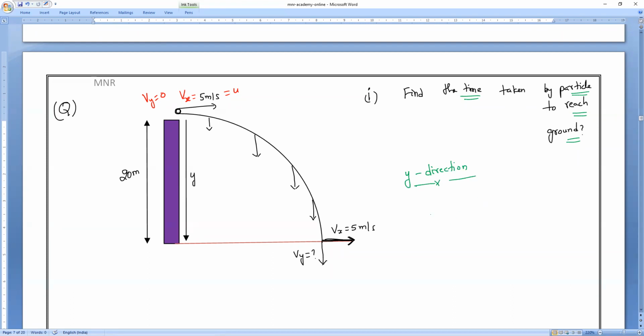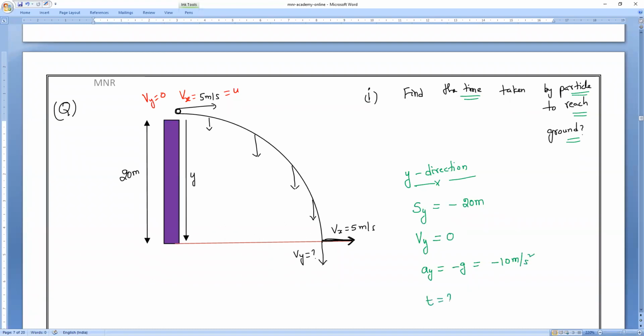So tell me, in the y direction, what is the maximum displacement shown by the body? It is downward direction, so plus or minus? Minus 20 meters. Next, what is the initial velocity of the body in y direction? 0. And next, we all know acceleration in y direction is equal to minus g, which is equal to minus 10 meter per second square.